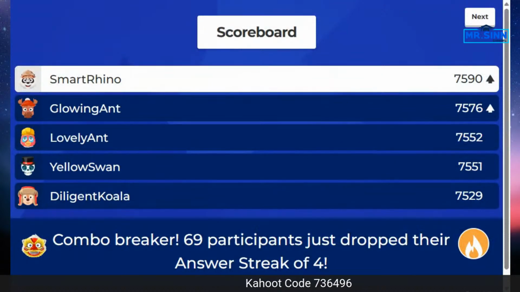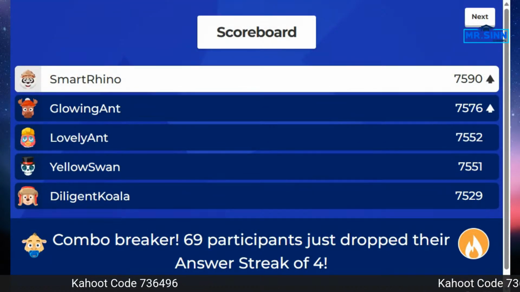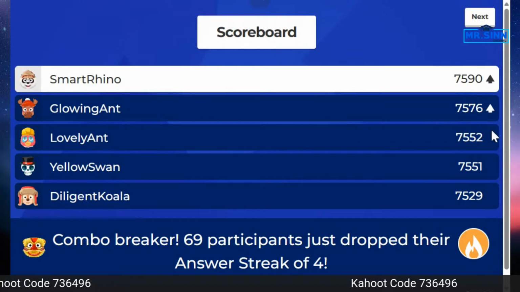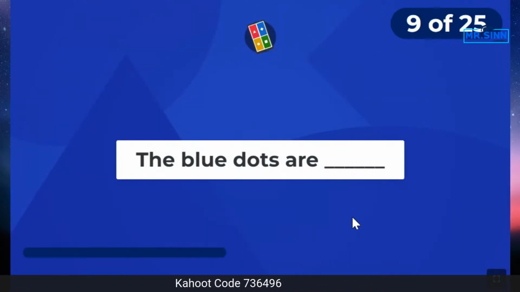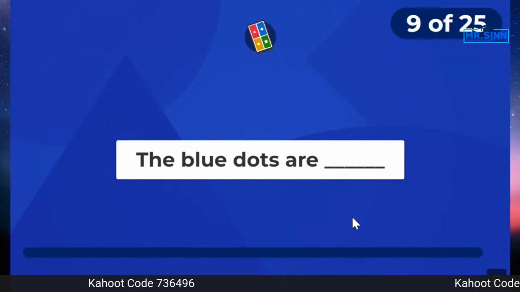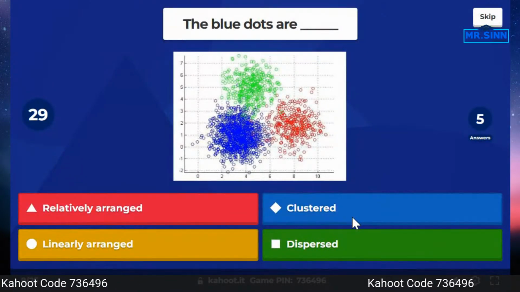Here we go. Oh, change up. Smart Rhino taking the lead. Ooh, here we go. Next question coming up. The blue dots are what? What do we got here?